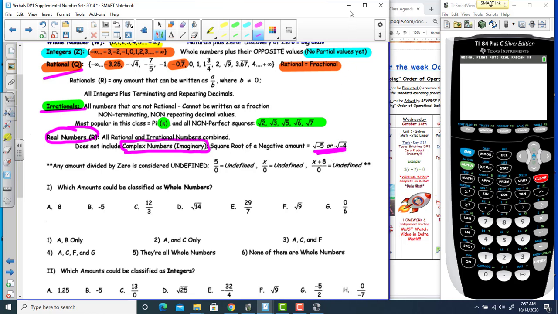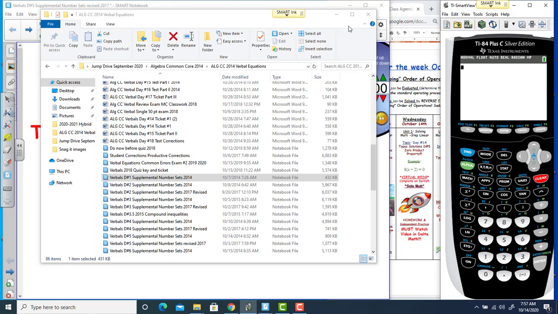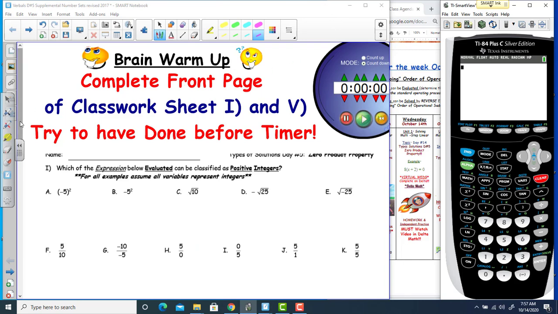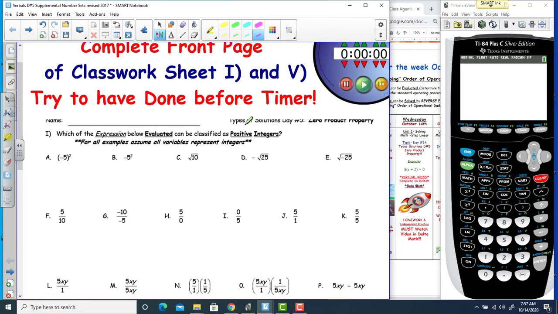Okay, now that we've done that little review, it would be a good idea for you to take a moment and make sure that you're on the correct page in your workbook. It's Types of Solutions Day number 5. If you don't have it, you're going to have to copy down all this work and produce it on loose leaf. I am going to need your work by the end of the week. It's going to be handed in one folder. Today I want to talk about the zero product property and being able to solve equations.